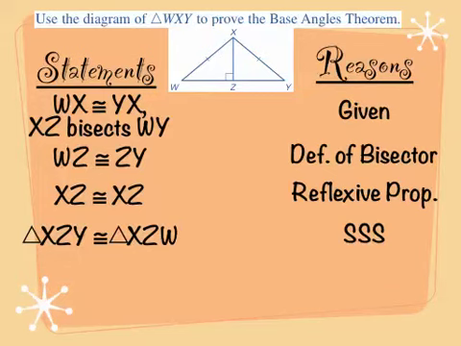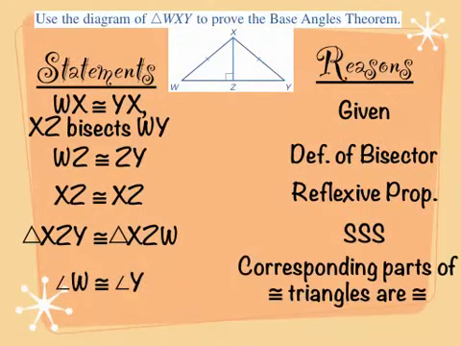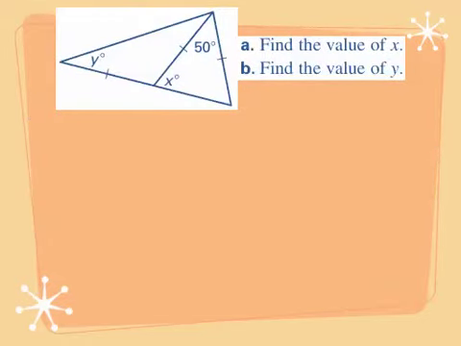Based off of that, I can now say that angle W is congruent to angle Y because corresponding parts of congruent triangles are congruent, and I have proven the base angles theorem. The next example, we're given two different triangles, notice that are forming a larger third triangle.